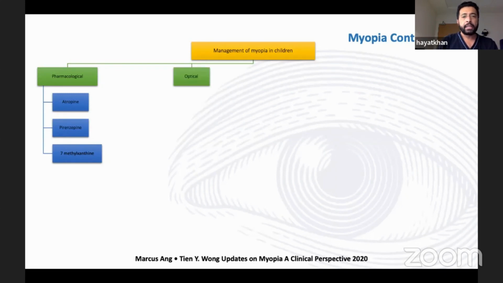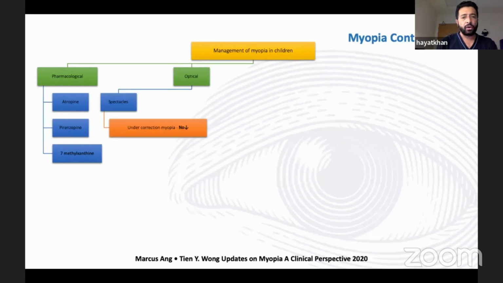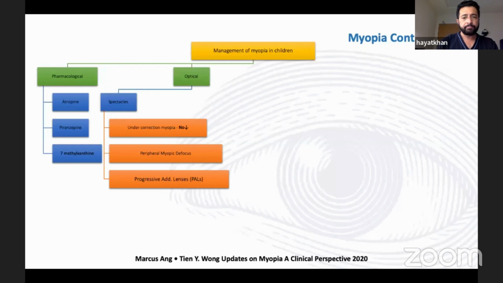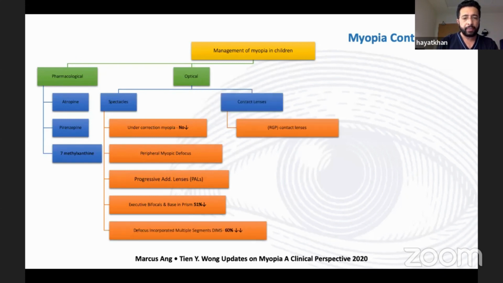In terms of opticals, we can give spectacles, in which, of course, undercorrection of myopia, a lot of people thought that can improve it, but it came out, no, it does not improve myopia. So we should always give the full correction. Peripheral myopic defocus, progressive addition lenses, which I had just discussed with the BLINK study, and then executive bifocal based lenses. All these glasses and contact lenses, these are the mainstay.